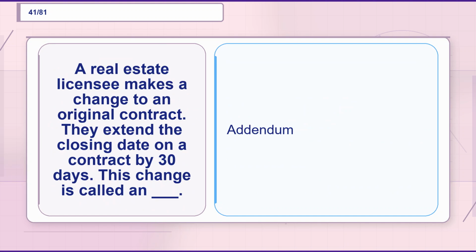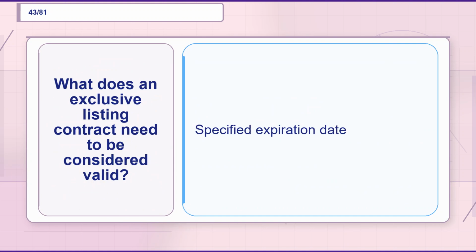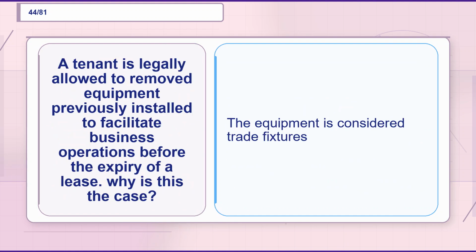Definition: addendum. Flashcard 42. Term: What is the term used to describe the act of replacing an existing mortgage with another? Definition: refinancing. Flashcard 43. Term: What does an exclusive listing contract need to be considered valid? Definition: specified expiration date. Flashcard 44.